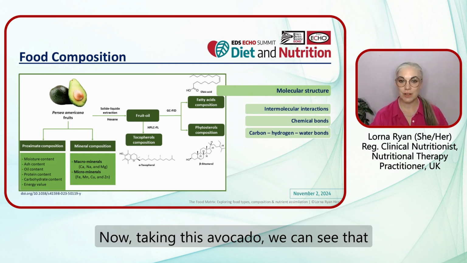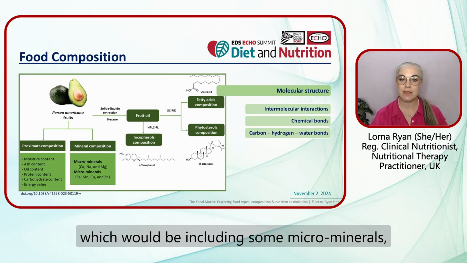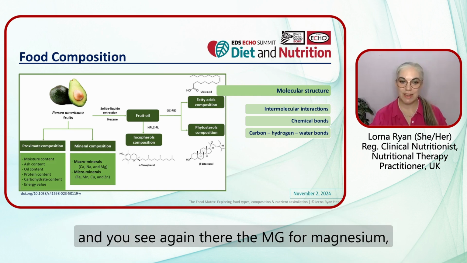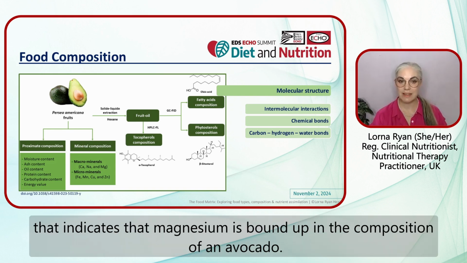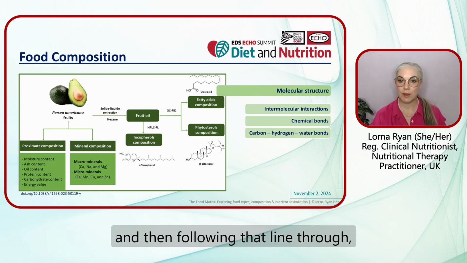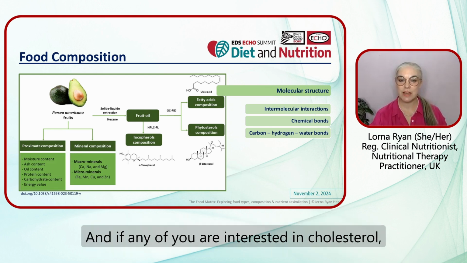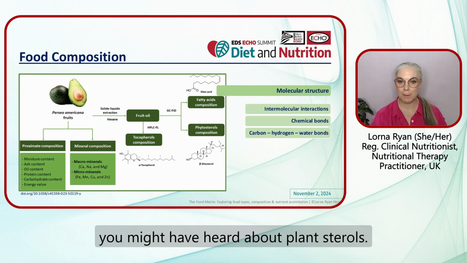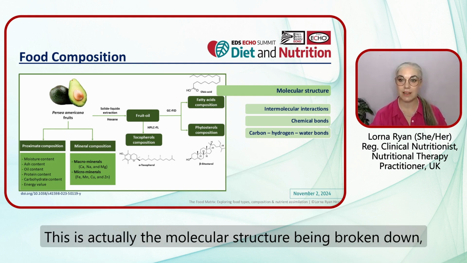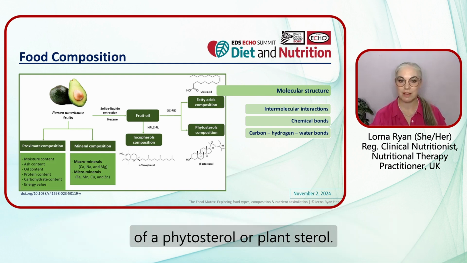Now, taking this avocado, we can see that you can extract from it some mineral compositions, which will be including some micro minerals. And you see again there the Mg for magnesium. So that indicates that magnesium is bound up in the composition of an avocado. We can also see that we can extract that fruit oil, and then following that line through, it actually gets divided into fatty acids and phytosterols. And if any of you are interested in cholesterol, you might have heard about plant sterols. So this is actually the molecular structure being broken down, breaking all of those chemical bonds to give you the end result of a phytosterol or plant sterol.